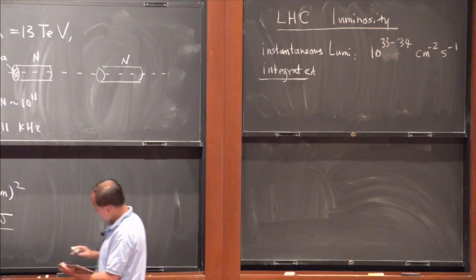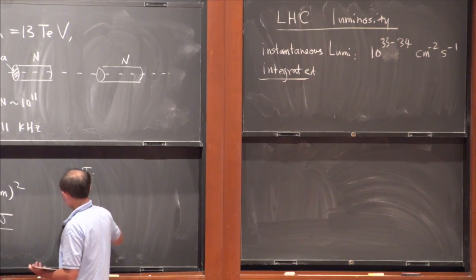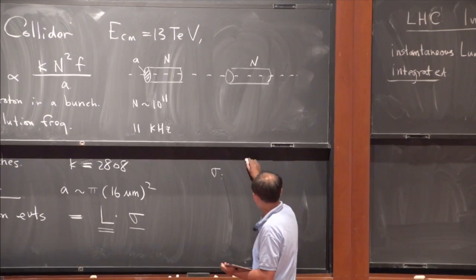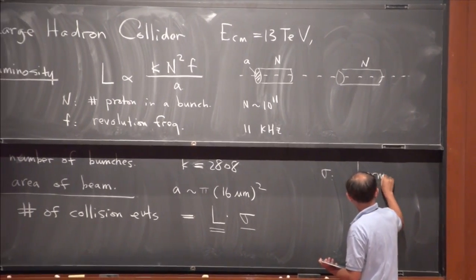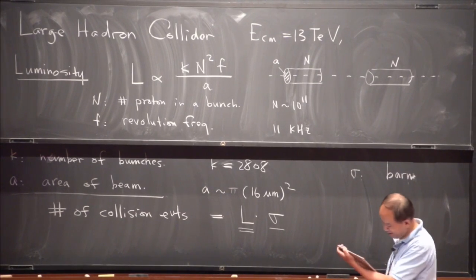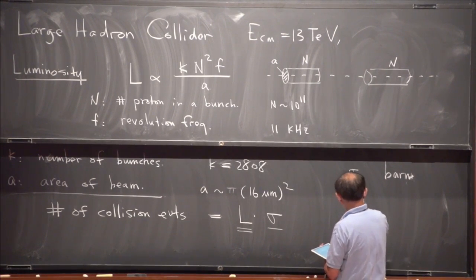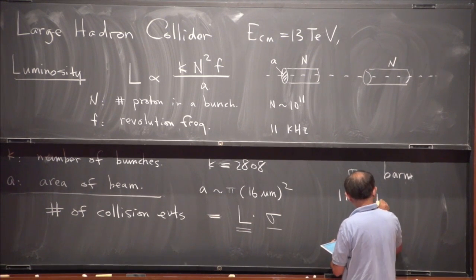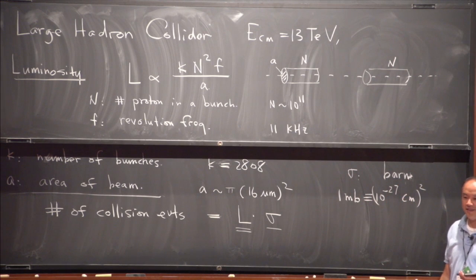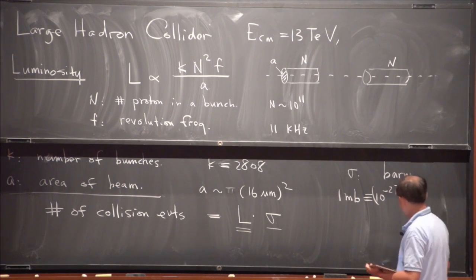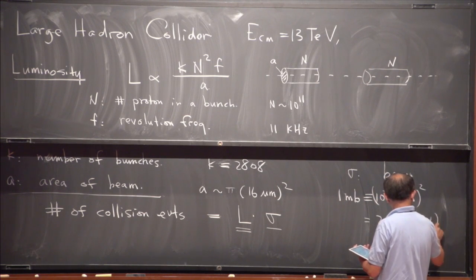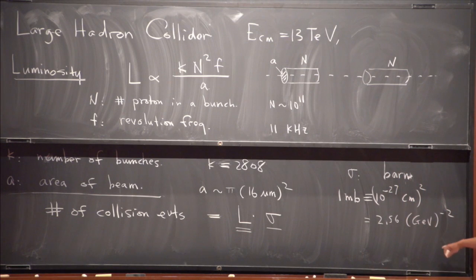Because the cross section is usually quoted in barns. I actually have no idea what a barn means, but it's some unit of area. Cross section has the unit of area, and a millibarn is defined as 10 to the minus 27 centimeter square. Also very uncomfortable. It's slightly more comfortable to think of it as about 2.56 GeV to the minus 2. This is more comfortable because that's the unit you do your calculation in.